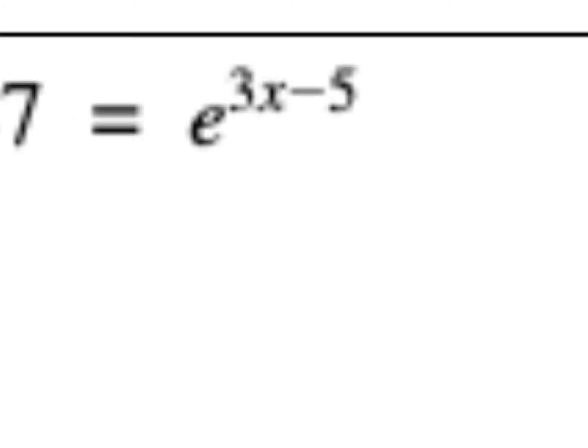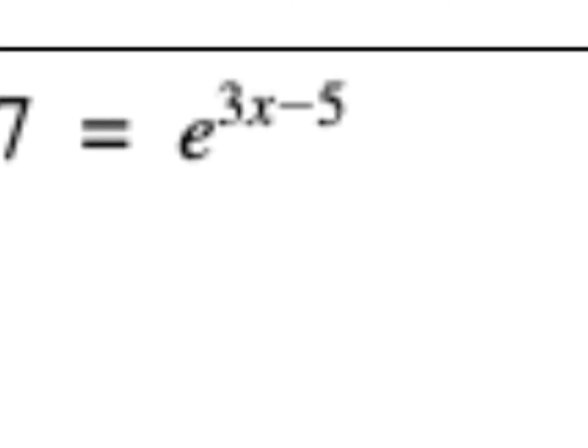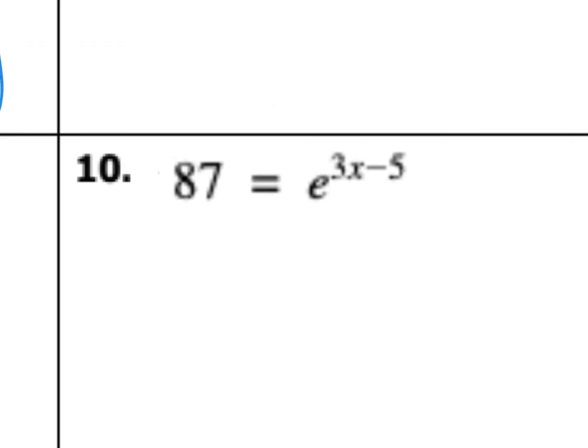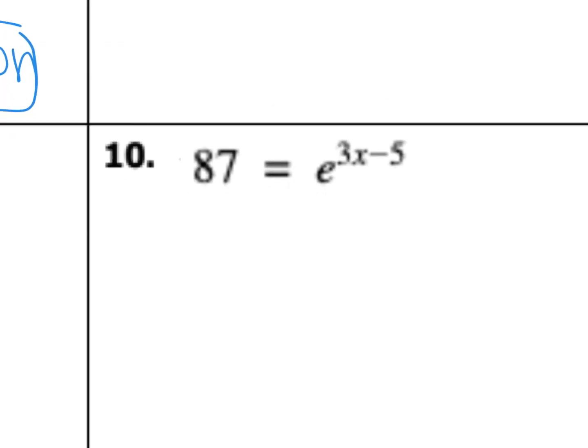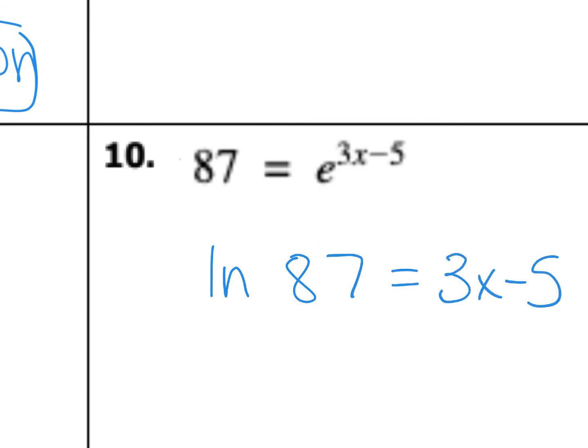Okay, we look. Is the base with the exponent isolated? Yes. Is there anything with that e? No, there's not. It is isolated. Good deal. So now we just take the natural log of what? ln of 87 equals 3x minus 5, equal to the exponent. Good. What is the ln of 87, or the natural log of 87? 4.466. Okay. Equals 3x minus 5.